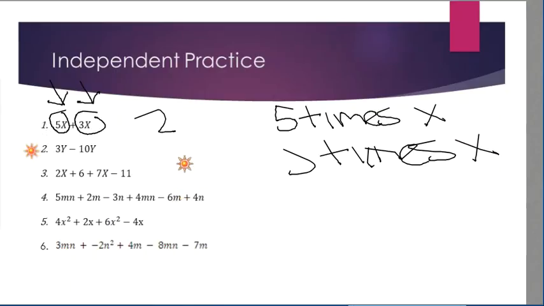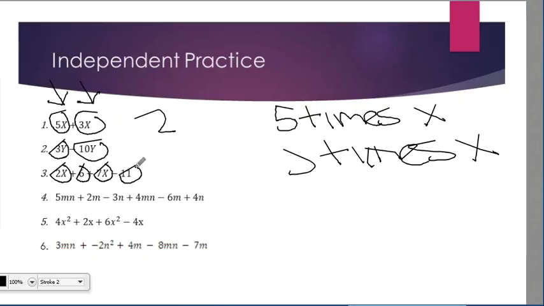Okay. Question number 2. When we look at this question, we have 2 terms. One of them is 3y. One of them is 10y. Question number 3. There would be 4 terms, 2x, 6, 7x, and 11. Okay, so remember when we're talking about terms, terms are what is separated by the addition and subtraction.